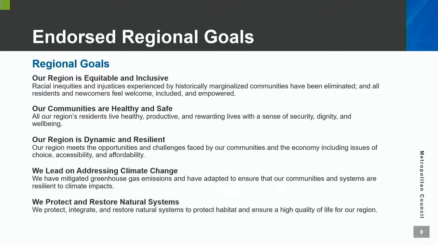We had quite a bit of discussion, and I'm really glad that we did. I do have some additional questions that I want to make sure we address. Before we dive into that, going back to regional goals, these are the 5 regional goals endorsed by the Metropolitan Council: our region is equitable, inclusive, healthy and safe, dynamic and resilient, addresses climate change, and protects and restores natural systems. So all of the different policy areas, including land use, in our policy drafting are trying to address these goals.